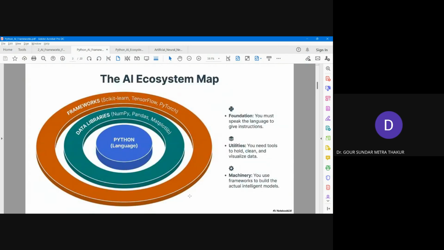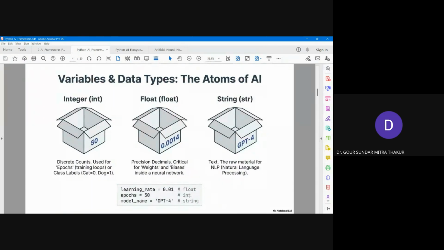Basically, if I talk about the AI ecosystem and Python: Python is the language actually used, and above that we have libraries provided by communities, like NumPy, Pandas, Matplotlib, and above that we have frameworks like scikit-learn, TensorFlow, and PyTorch. This has made the whole thing possible. And it is capable of dealing with all types of data like integer, float, string. What I have found is that dealing with all these types of data is much easier using Python than any other programming language.